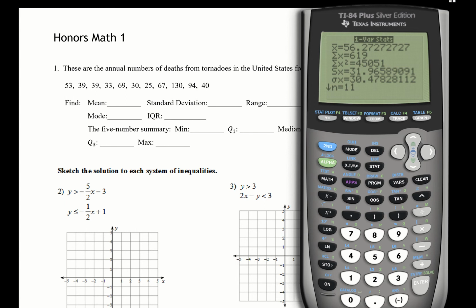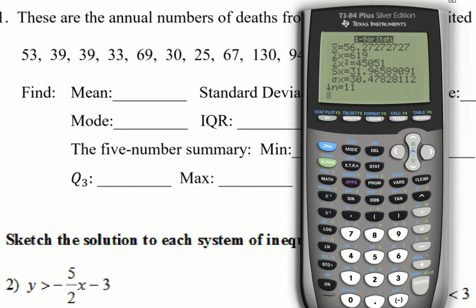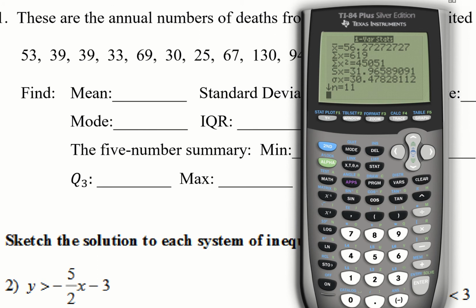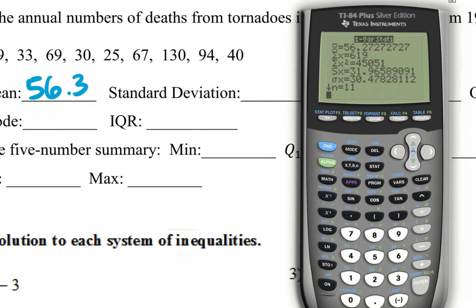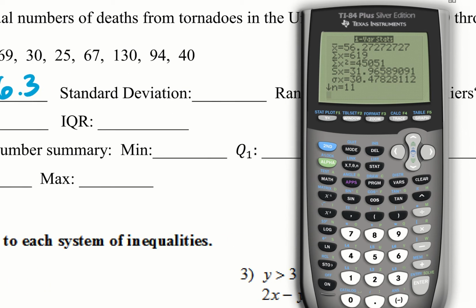First value off the top there is the mean, and you can see the mean of my data, if I round to the nearest tenth, is 56.3. So let's write that down: 56.3. The next value is standard deviation, and that's this thing right here, the lower Greek letter sigma of x, and you can see for this problem the standard deviation is 30.5.